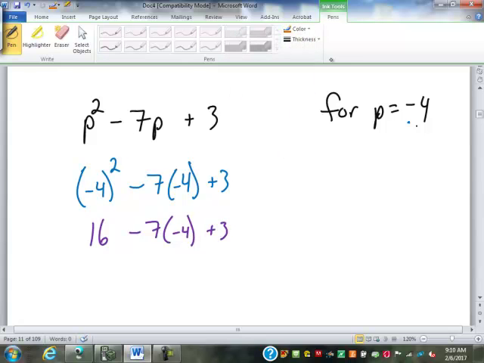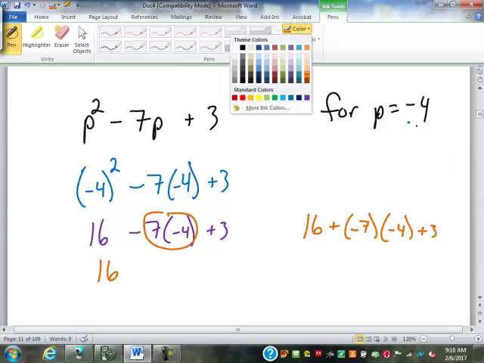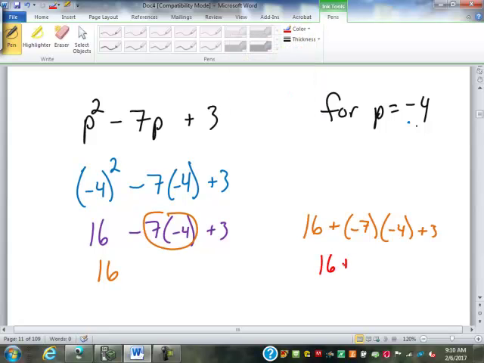What's next? So you can either treat that as -7 times -4 or 7 times -4. If you wanted to do -7 times -4, you'd have to change it to 16 plus -7 times -4, like that. And that's fine, because now -7 times -4 is positive 28, and everything will work out from there. If you left it as a -7, so just 7 times -4, 7 times -4 is -28.